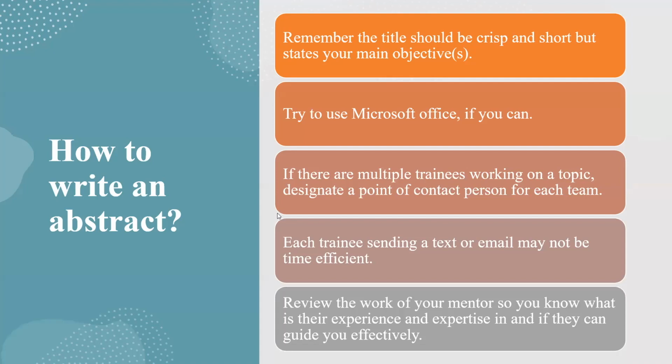If there are multiple trainees working on a topic together, you should designate a leader or point-of-contact person for each team, so that there is better communication rather than random communication with everybody getting confused. It's a very important part of being a member of a research team. Each trainee sending a text or email may not be time efficient.